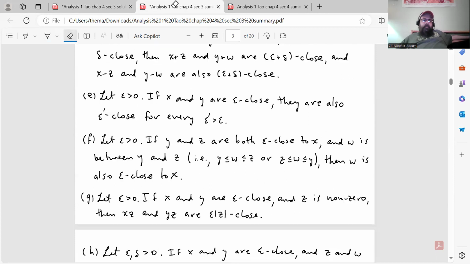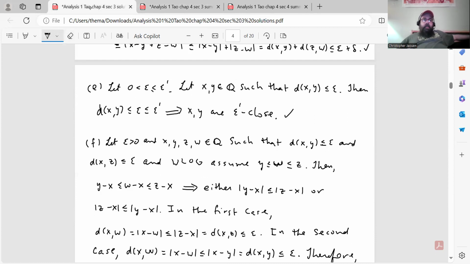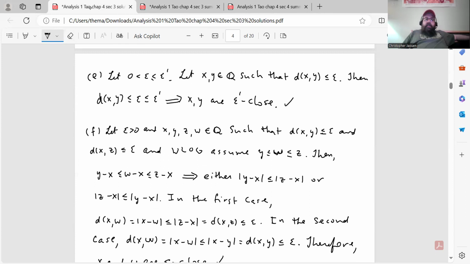Part E says, let epsilon greater than 0. If x and y are epsilon close, they are also epsilon prime close for every epsilon prime greater than epsilon. All right, so let 0 less than epsilon less than or equal to epsilon prime. Let x, y be rational numbers such that the distance between x and y is less than or equal to epsilon. Then the distance between x and y is less than or equal to epsilon by hypothesis. But epsilon also by hypothesis is less than or equal to epsilon prime, which means that x and y are also epsilon prime close.